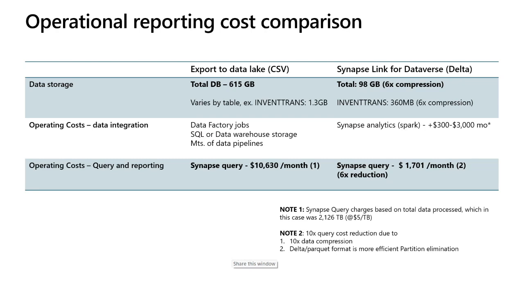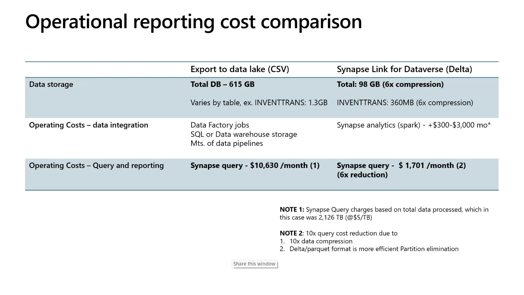We demonstrated an example yesterday, a live example in Ventrans, where CSV data was 1.3 gigabytes. When converted to Delta, it's basically 360 megabytes. It's basically 6x compression, right? If you apply that math, 615 gigabytes would become 98 gigabytes of data in the Delta.